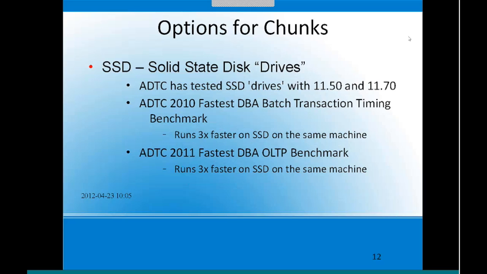On the other hand, Advanced Data Tools did some testing with SSD drives several years ago on Informix 11.7 and 11.5 with our 2010 and 2011 benchmarks. Both performed about three times faster with SSD drives than they did with equivalent spindles. So they are faster with all of the caveats in mind.